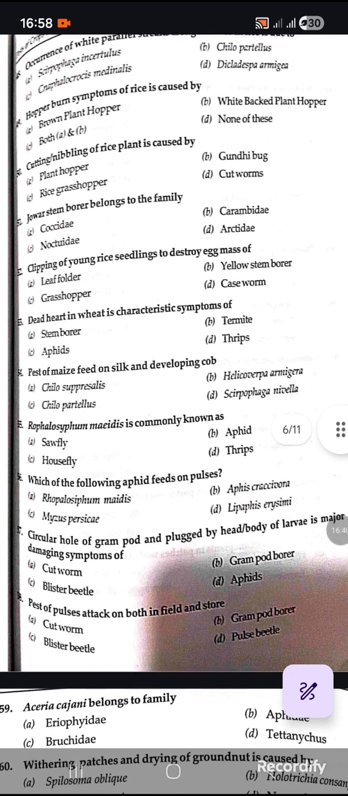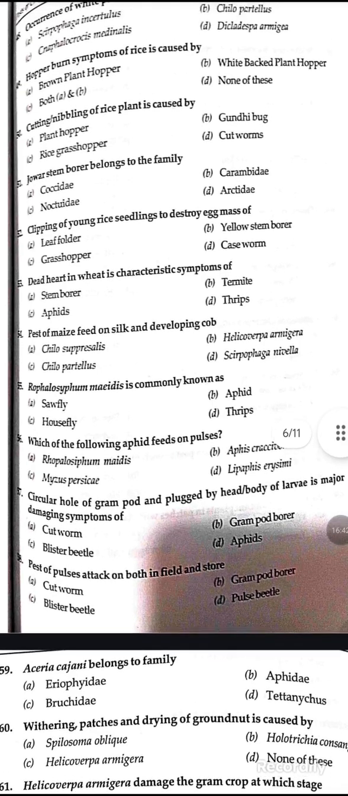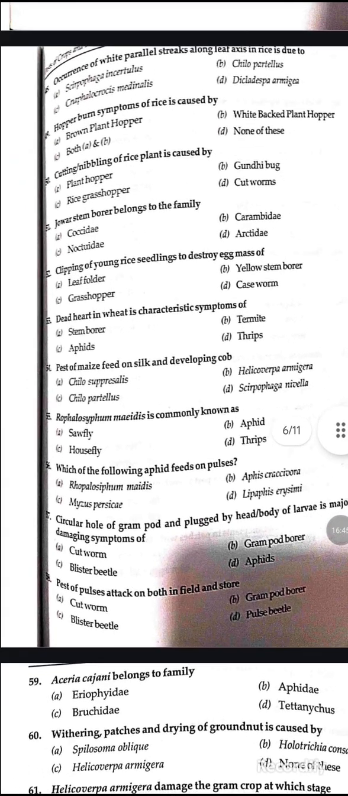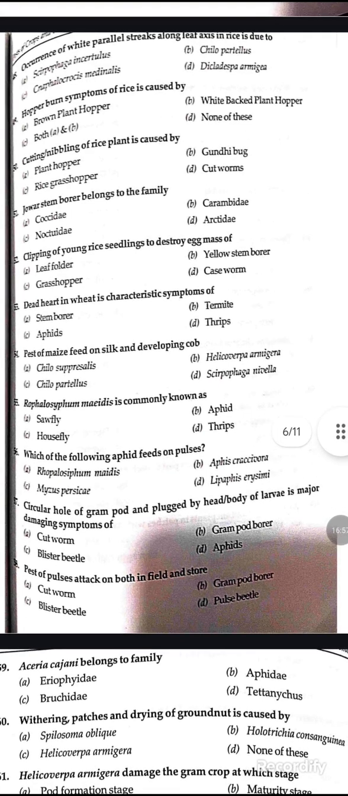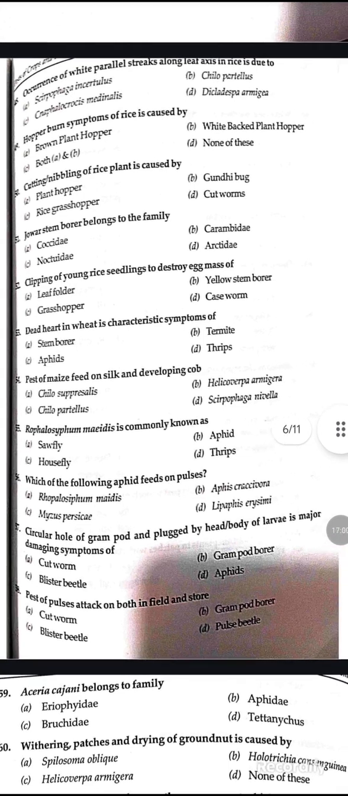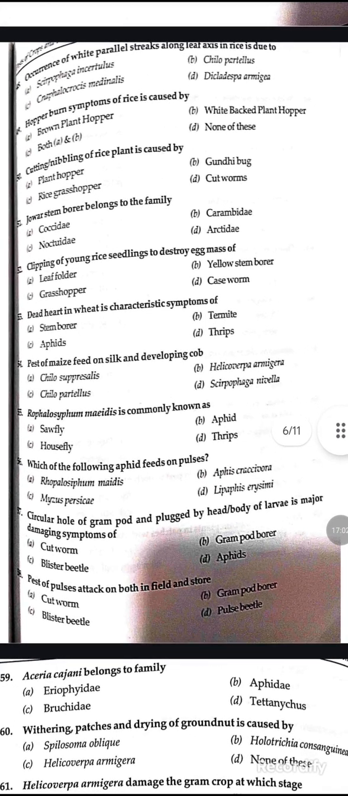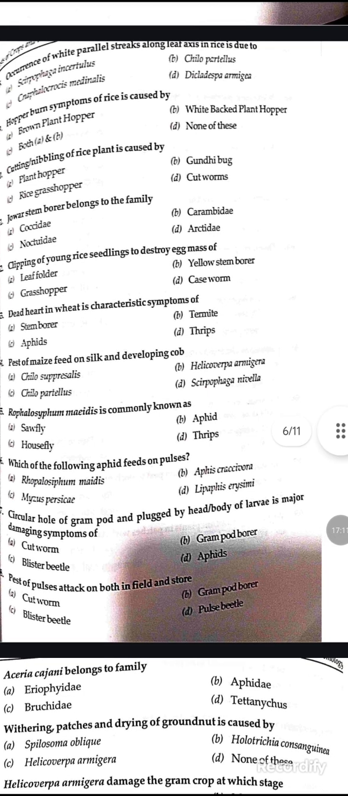So I thought we will do two more questions. Aceria cajani belongs to which family? Then 59A. Okay, so it is Eriophyidae. Aceria cajani belongs to the family Eriophyidae. Then question number 60, the withering patches and drying of groundnut is caused by, that is 60B, Holotrichia consanguinea. Okay, so withering patches, drying.